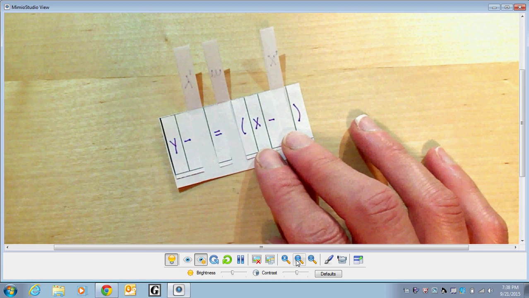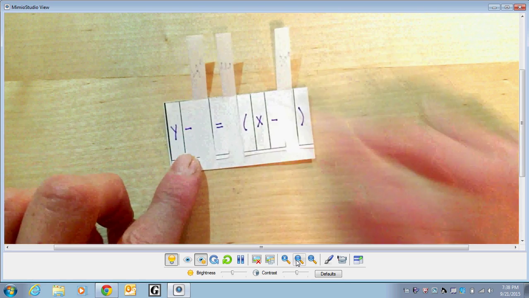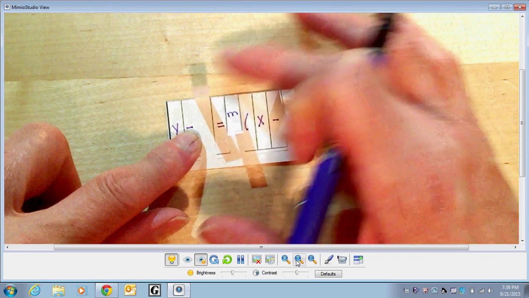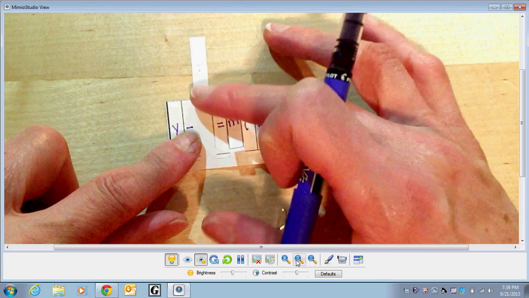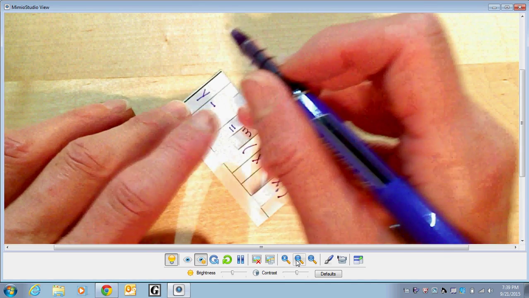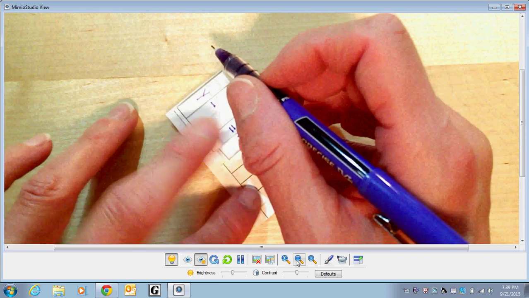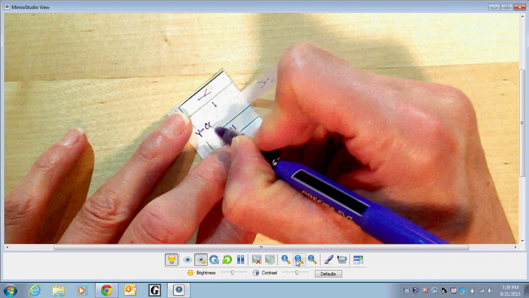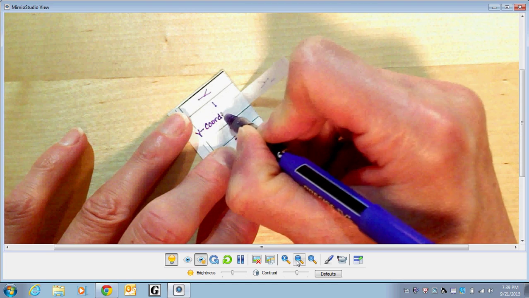So let's write down what's on the inside. When I'm looking underneath the y sub 1, I'm going to write y coordinate. So this is the y coordinate of a point.